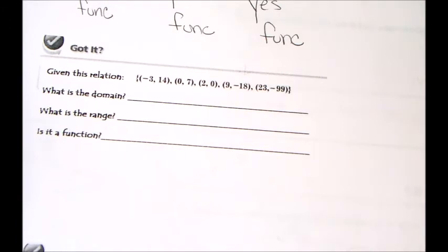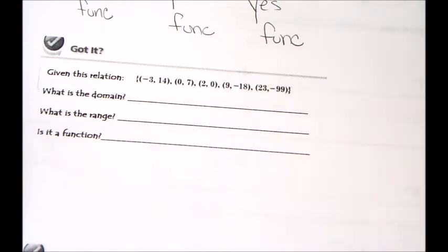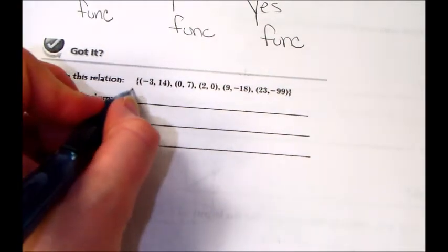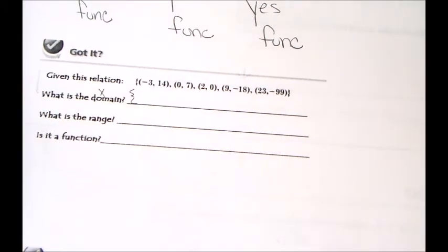Okay, let's see if we can find the domain of that relation. Remember, a relation just means a set of points. It doesn't mean it's a function. It means it's a set of points. So the domain are the x values. So find the lowest x value. Negative 3.